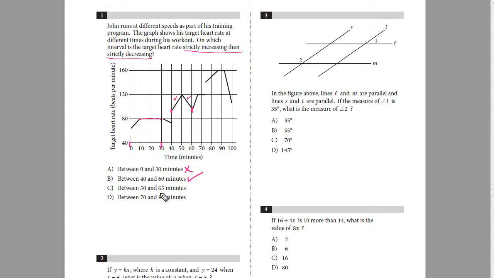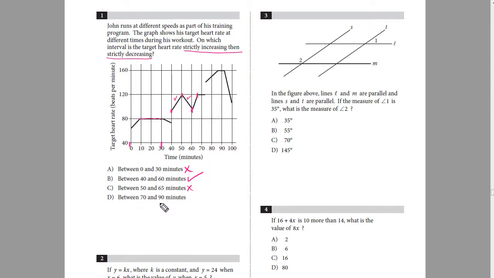So between 50 and 65 minutes. This is 50 and over here is 65. From 50 to 60 it is decreasing, and from 60 to 65 it is increasing, but it says heart rate strictly increasing then decreasing. Over here it's the opposite, it is decreasing first and then increasing, so it won't be the option.